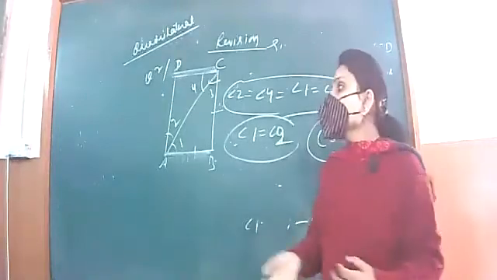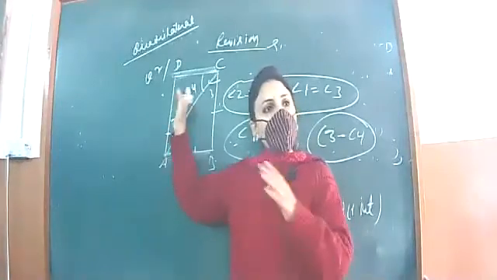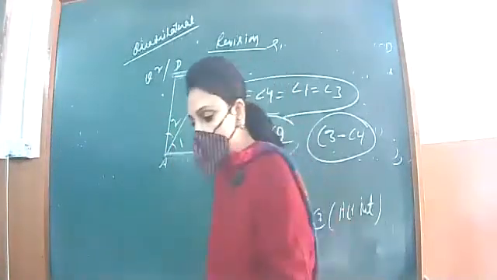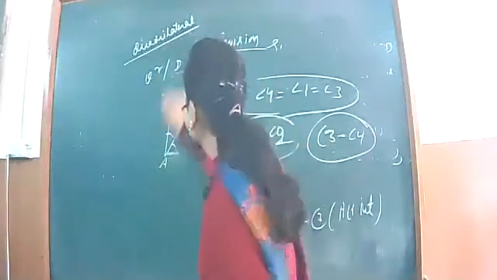In the same way you can prove that BD bisects B as well as D, taking the triangles this and this. That you will do yourself, I am not doing it. Now I am doing question number 10, and after that 12, then the exercise.